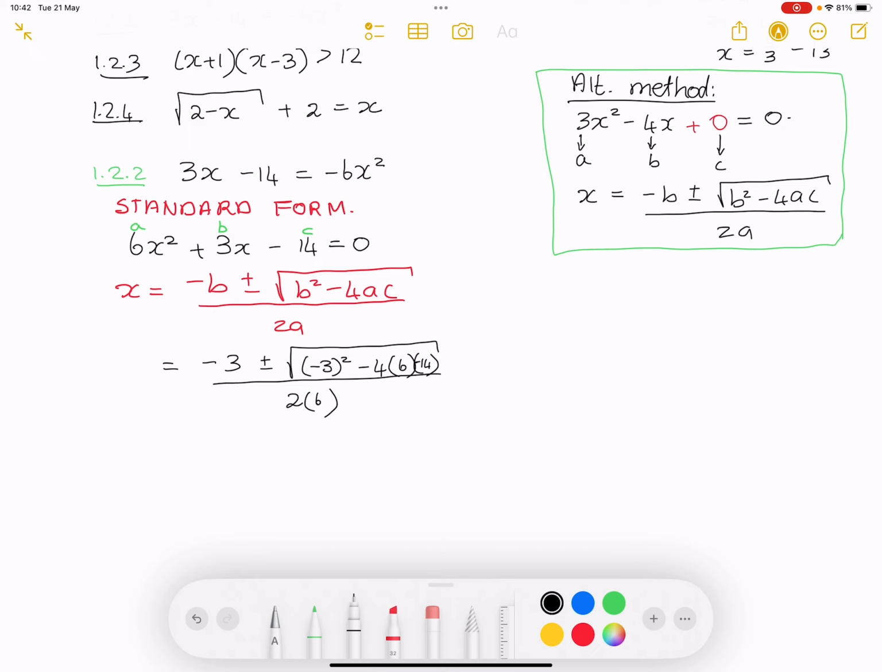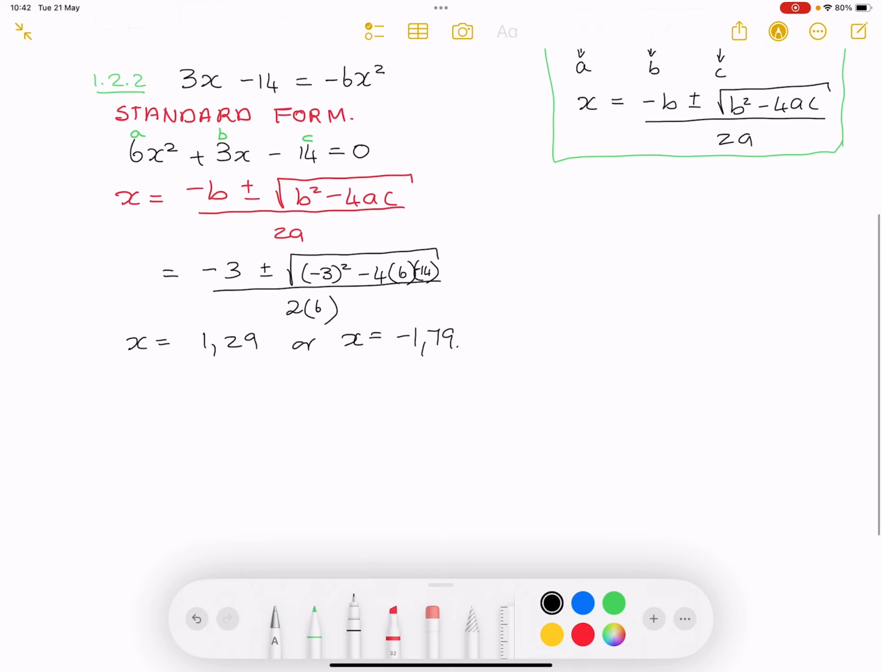x is equal to 1,29, or x is equal to minus 1,79. Remember, usually you must read your instructions on your front page, but usually it is very important to round off to 2 decimals.